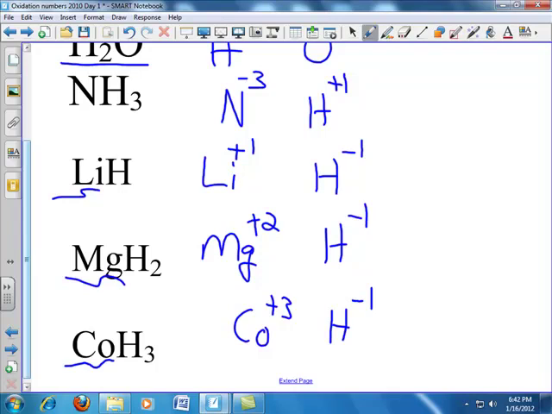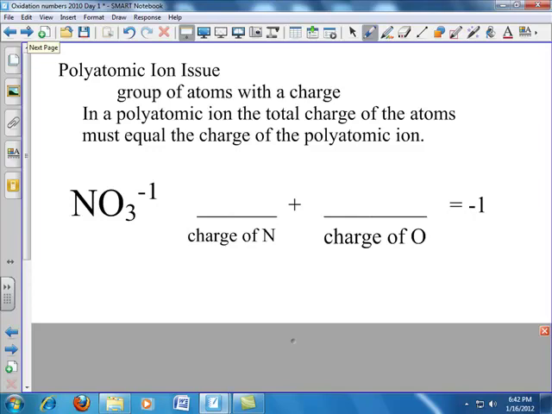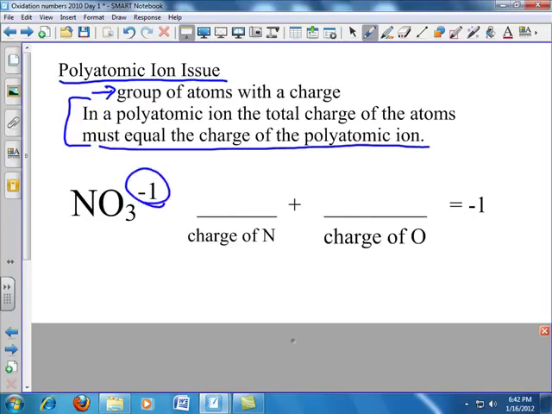Now, we have one other issue with oxidation numbers. And that issue is back to these polyatomic ions that we learned about in the last chapter. Remember, these were a group of atoms with a charge. That was the definition of polyatomic ions. So in a polyatomic ion, the total charge of the atoms now must equal the charge of the polyatomic ion. So instead of equaling 0, my charge has to equal that -1. Now, in order to do that, whatever the charge of nitrogen is, plus whatever the charge of oxygen is, it must equal this charge on the polyatomic ion.